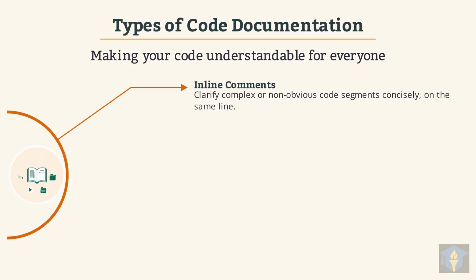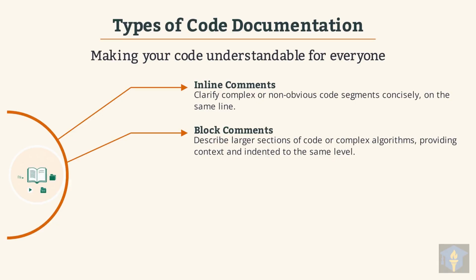These comments concisely clarify complex or non-obvious code segments, appearing on the very same line as the code itself. Next, we have block comments, which are used for more extensive explanations that span multiple lines of code. They describe larger sections of code or complex algorithms, providing crucial context, and are typically indented to match the code.